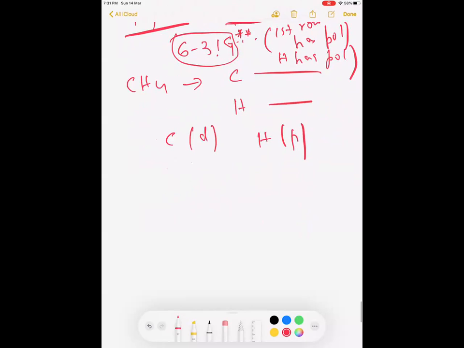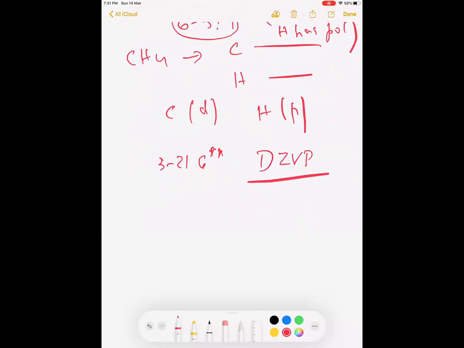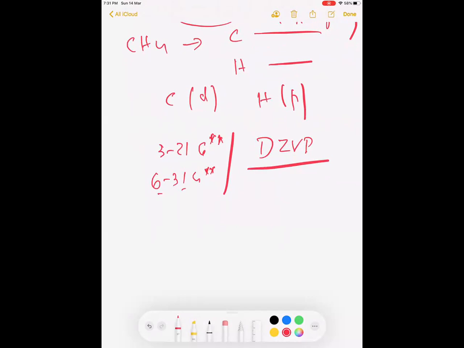So if I write 321G star star, it will mean exactly the same. What is the number of basis functions? That's the same as DZVP, because the double zeta valence polarization is added. So I should be able to calculate the 321G star star or 631G star star, identical, except that the functions are a little better. So what will be the number for methane? Do the calculation for methane once more.